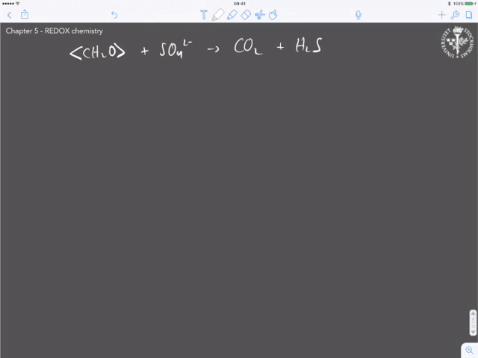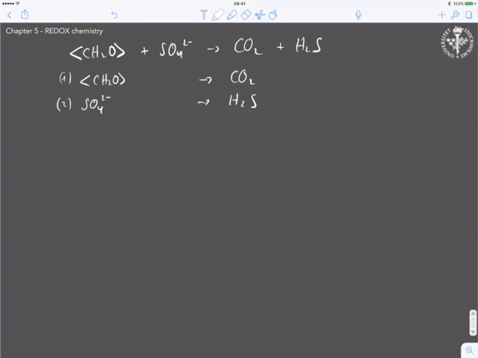You're going to write the two half reactions. CH2O will give you CO2, and the second half reaction, the sulfate, will give you H2S. Okay, so the oxidation of organic matter and the reduction of sulfate. Now we're going to go through the process of balancing those equations.